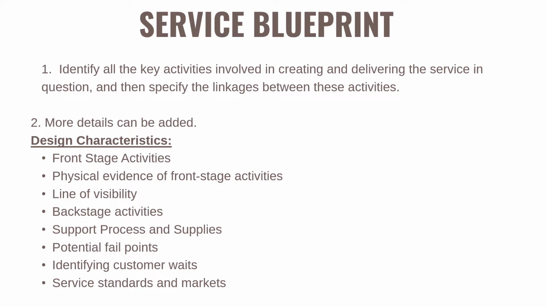First, we need to identify all the key activities involved in creating and delivering the service in question and then specify the linkages between these activities. Initially, it's best to keep activities relatively aggregated in order to define the big picture. This can be done by first developing a simple flowchart documenting the process from the customer's perspective. You can then refine any given activity by drilling down to obtain a higher level of detail.